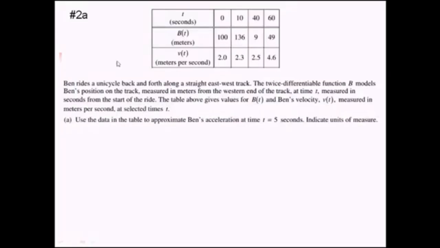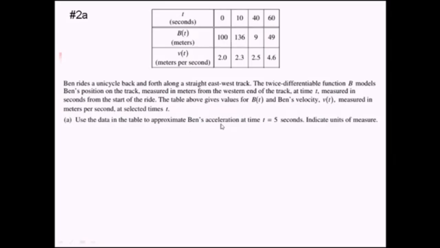For this problem, we have Ben riding a unicycle back and forth. Ben is a man of many talents, I guess, along a straight east-west track. Here's our twice differentiable function b, modeling Ben's position on the track. The table above gives us some values of b and Ben's velocity v, which you could also call b prime of t. And then we want to use the data for part A. We want to use the data in this table to approximate Ben's acceleration at time 5 with units of measure.